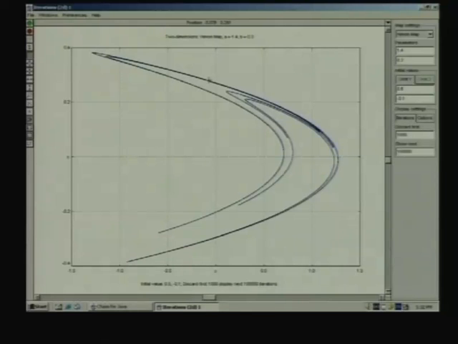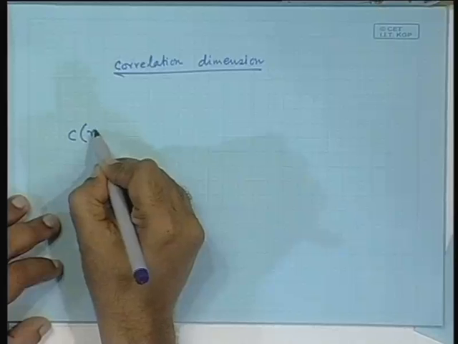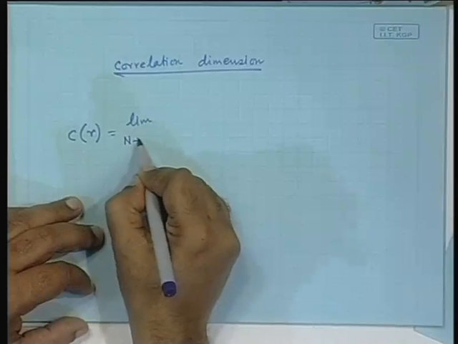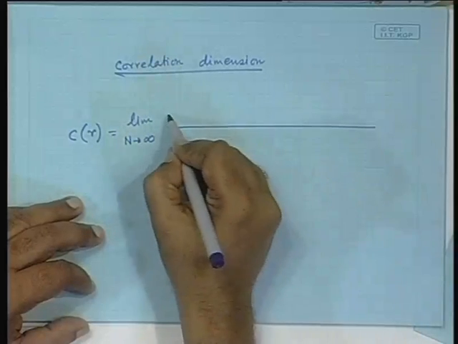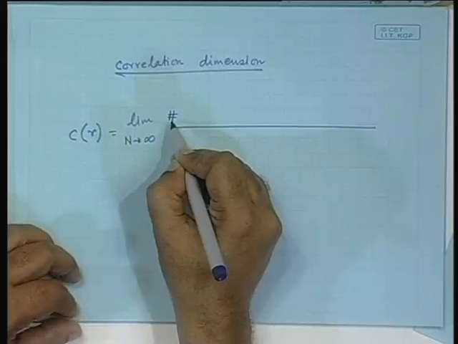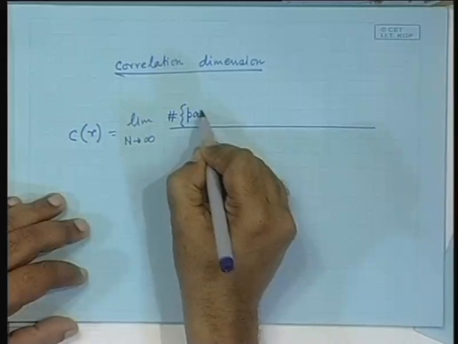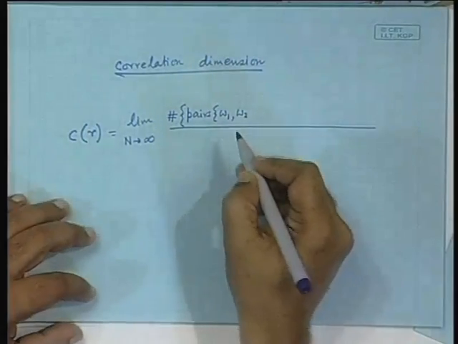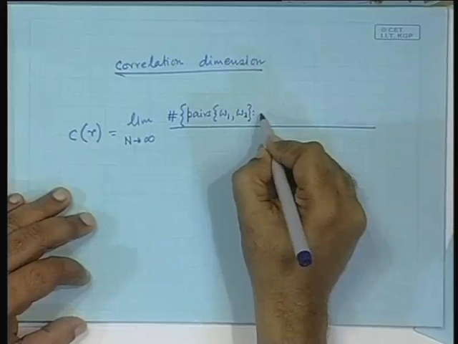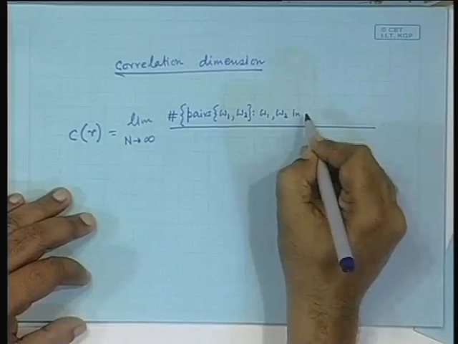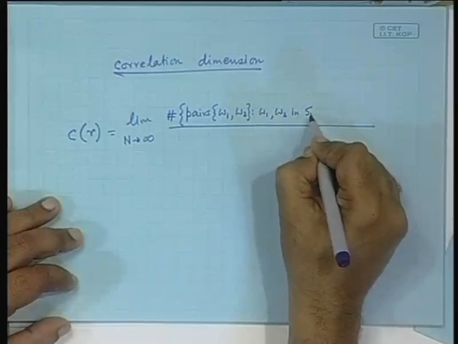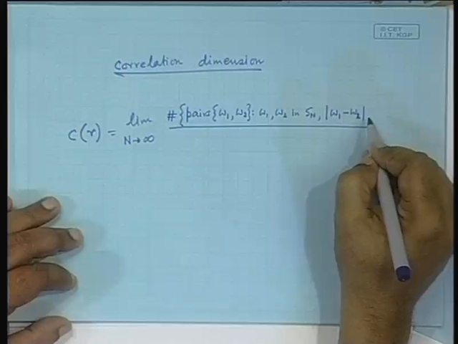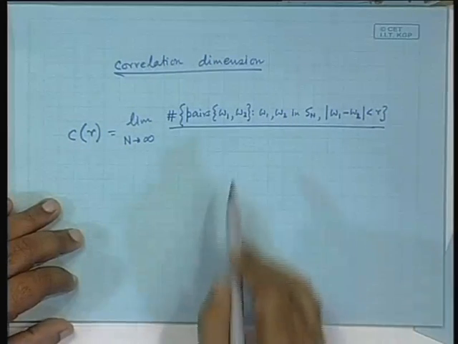Now, let me define the correlation C as a function of r, that distance, as the limit n tending to infinity of the number, I hope you know that hash represents number, the number of pairs W1, W2, these W's are not meaning IFS, they are just iterates, such that W1, W2 are in the orbit Sn and the distance |W1 minus W2| is less than r. Do you understand what I wrote?